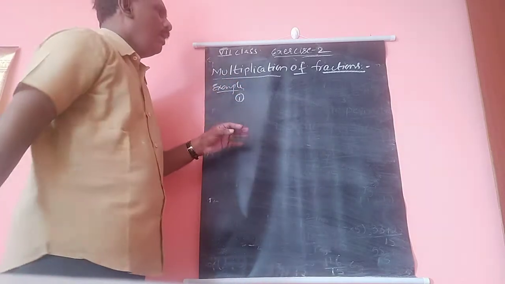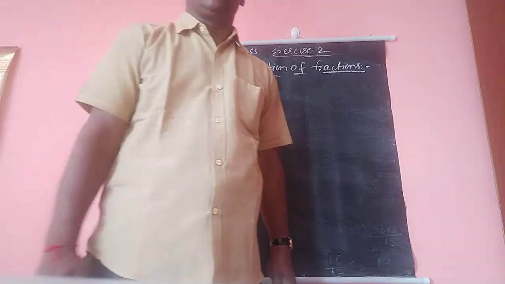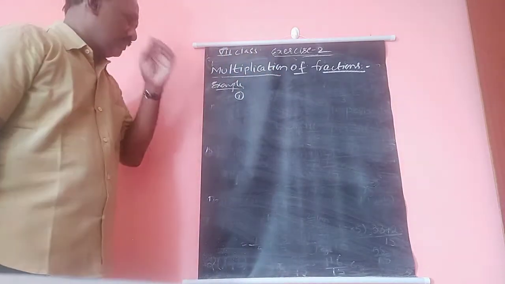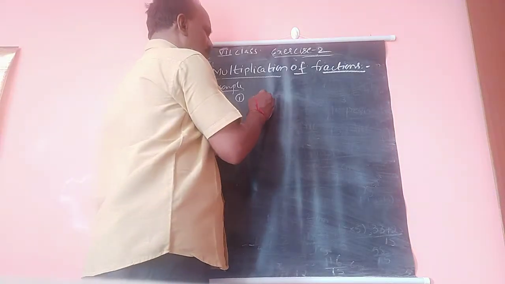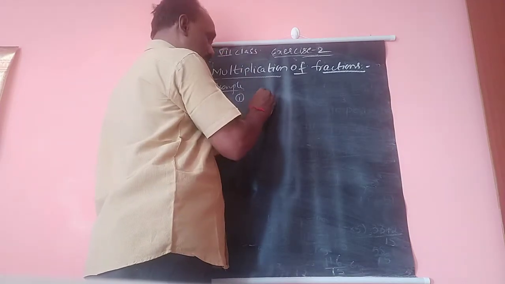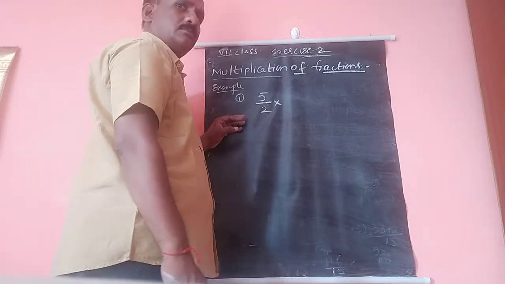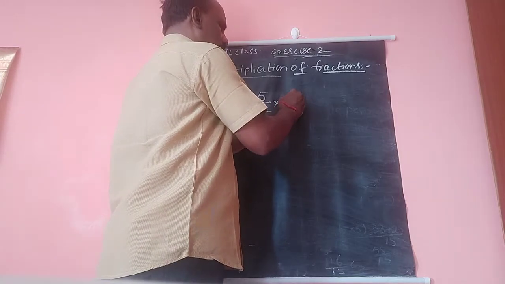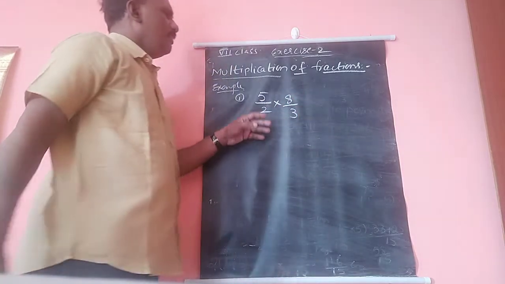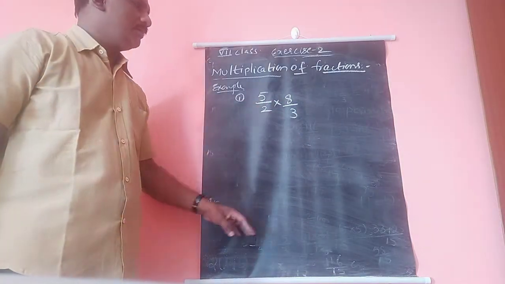Some more problems. How do you want to do multiplication? Multiplication is very easy compared to addition and subtraction of fractions. How do you do multiplications? Look here. First, I will go through some examples. For example, look here: 5 by 2 into 8 by 3. We want to multiply 5 by 2 into 8 by 3.